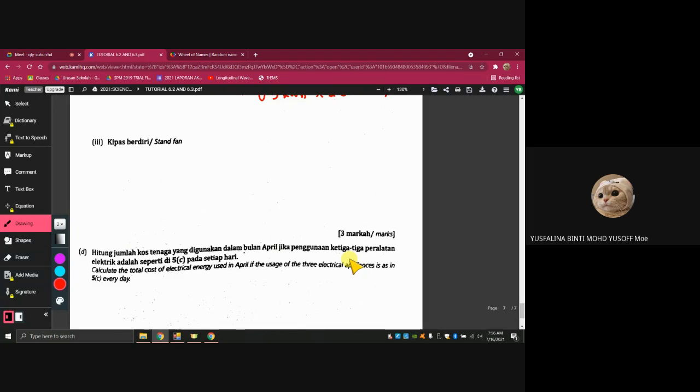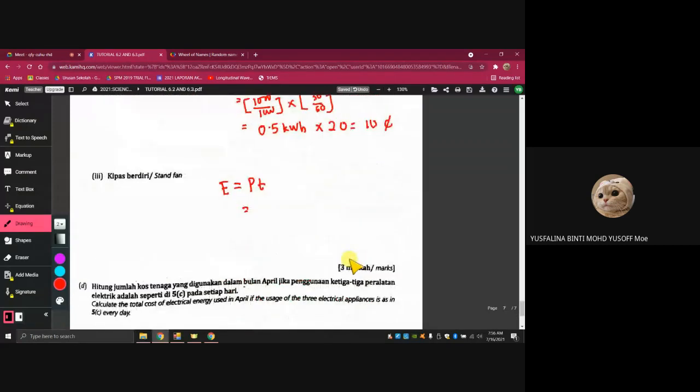0.038, 0.075. Okay, so E is equal to PT. The power of the stand fan is 75, so 75 divided by 1000, and the time is 30 divided by 60. Then I just multiply with 20 cent here. 75 divided by 1000 is 0.075, multiply by 0.5, and then multiply by 20. So I will get 0.75 cent. 0.075 times 0.5 times 20 cent.